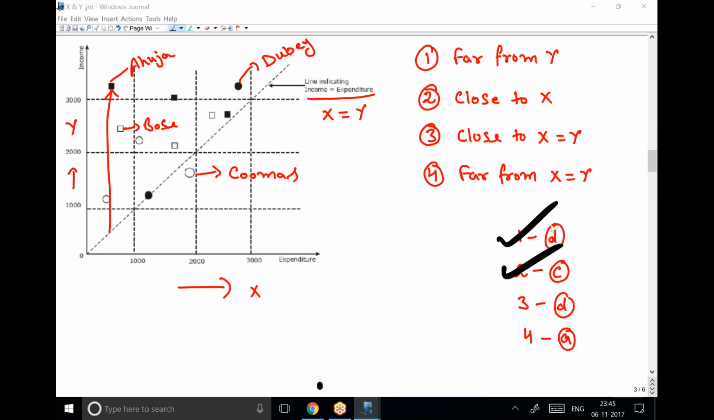So the highest amount of saving you can see is from far away, when your income is very high and expenditure is very low. It comes for the Ahuja family. So the right answer is the Ahuja family, which is answer option E. I hope you understood the meaning of all these questions.